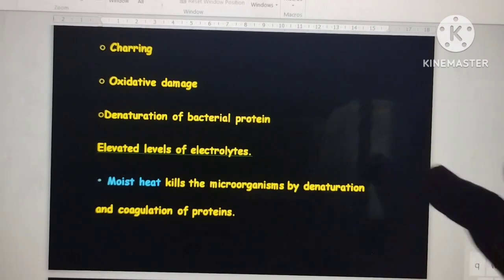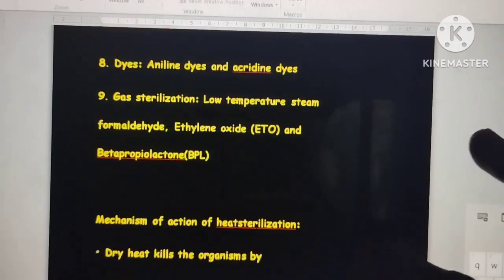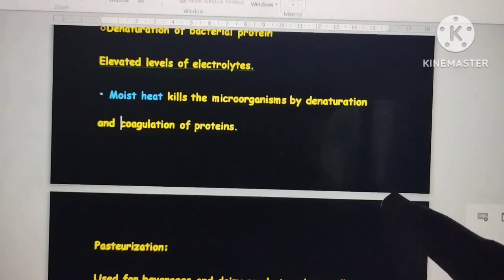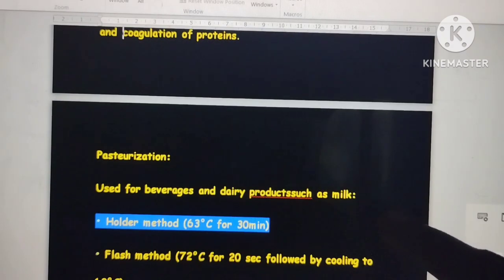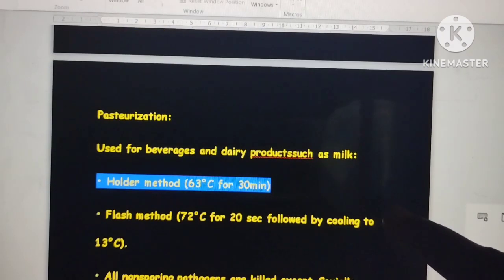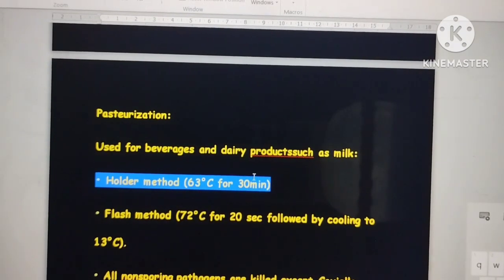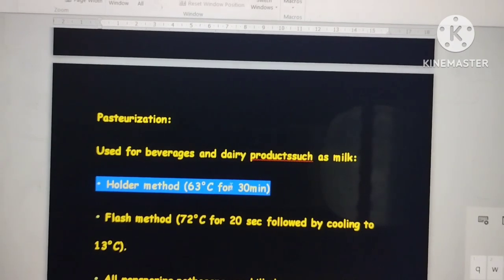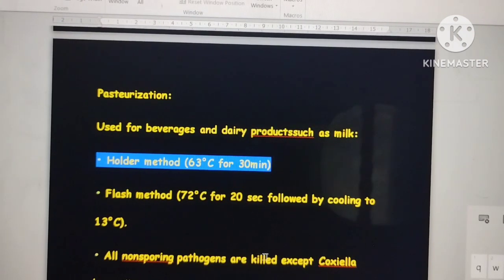Coming to the next topic, pasteurization. I'm not explaining the whole classification, only the important points. As you know, this term is only for milk and dairy products, and there are two methods: the Holder method and the flash method. Holder is 63 degrees Celsius for 30 minutes. This has been asked in exams. Flash method is 72 degrees Celsius for 20 seconds followed by cooling to 13 degrees Celsius. All non-sporing pathogens are killed except Coxiella burnetii, and this has been asked in exams.